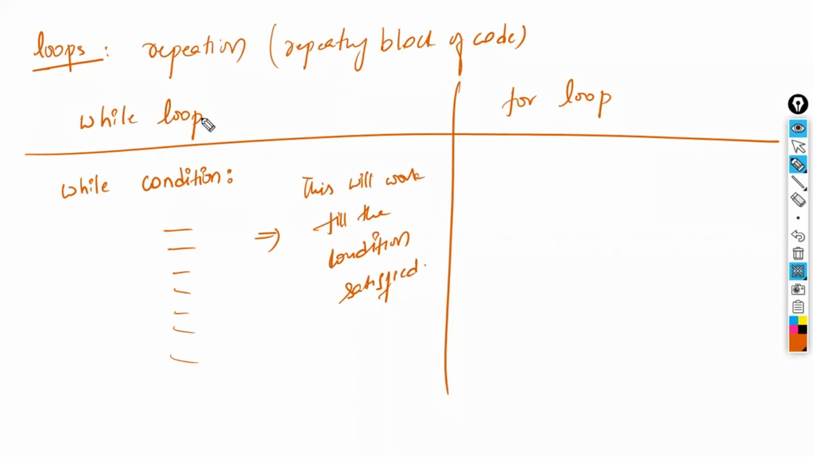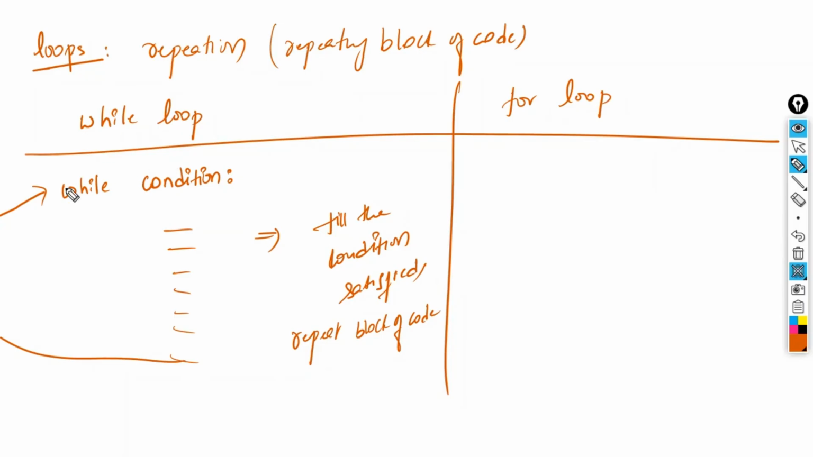So while loop means repeating the block of code till the condition is satisfied. Every time, once it comes to the last line of the while block, from the last line it goes back to the first line. Like this it continues, until the condition is no longer satisfied. This is called a while loop.